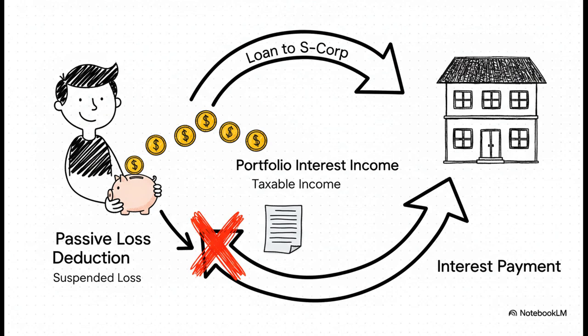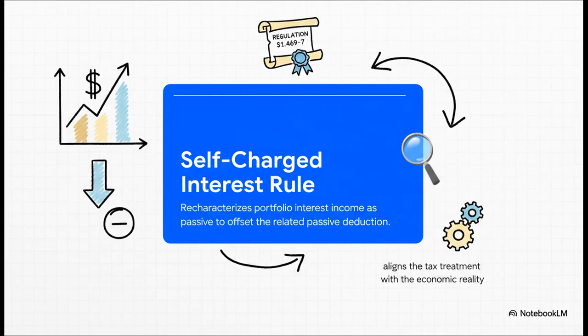It's a terrible mismatch. So how does the IRS fix this obvious mismatch? Well, thankfully, they came up with a pretty elegant solution in Regulation Section 1.469-7. It's called the self-charged interest rule. It lets you recharacterize or relabel just enough of that portfolio interest income as passive income so that it perfectly cancels out the passive deduction coming from the S corp. It just makes the tax treatment line up with the economic reality that you're just paying yourself.